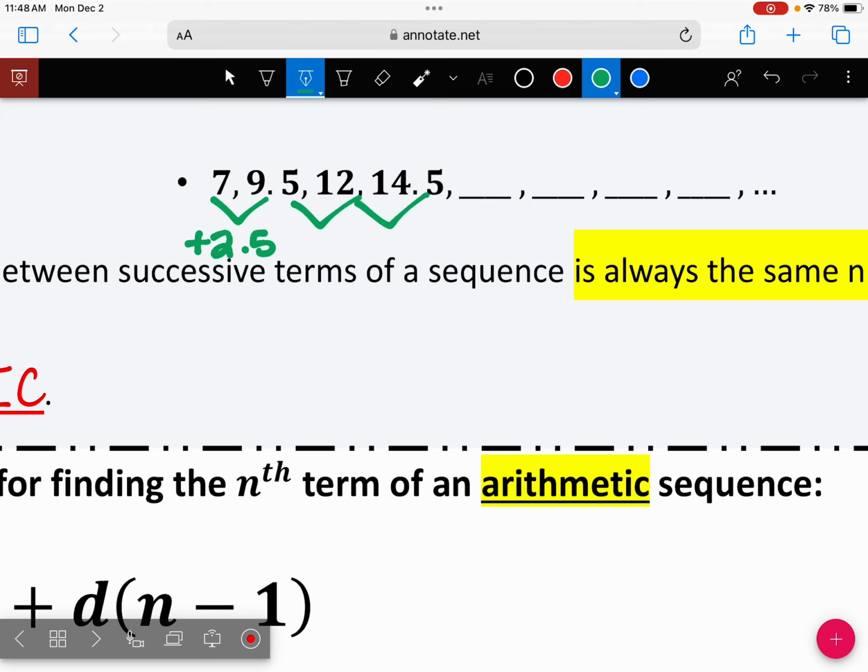So now let's figure out what the next four numbers would be. What's 14.5 plus 2.5? 17. What's 17 plus 2.5? 19.5. What's 19.5 plus 2.5? 22. And what's 22 plus 2.5?